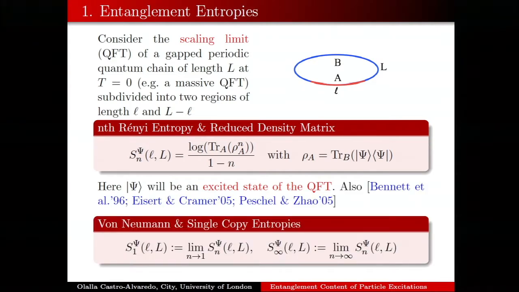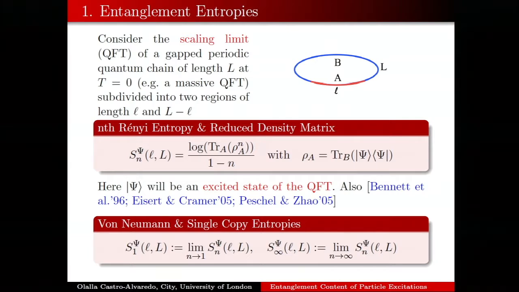Now, there are certain limits of these Renyi entropies you will be familiar with, probably, which is that when you take n to 1, you get the well-known von Neumann entropy, or bipartite entanglement entropy, and if you take the limit to infinity, you get something which is called the single-copy entropy, which maybe you are less familiar with, but it's also a measure of entanglement. And I'm going to indicate these quantities by a 1 here and an infinity there, meaning the corresponding limits. So these three quantities are going to appear many times, and a priori they will be functions of these two length scales, the size of subsystem A and the whole size of the full system.